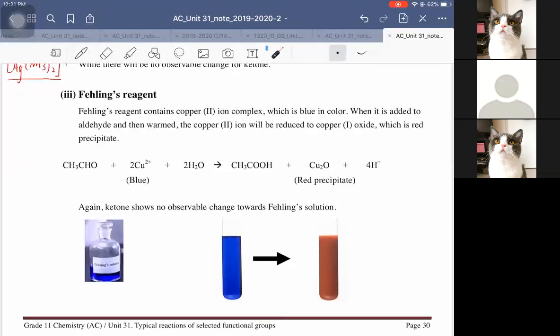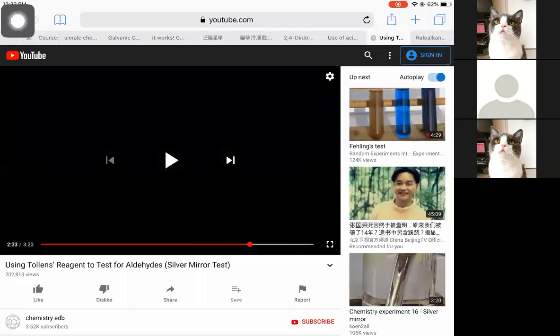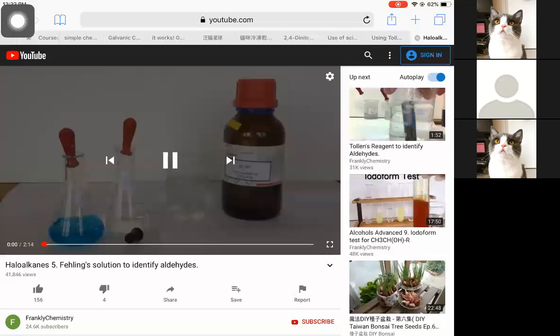And for this part, the Fehling's reagent usually contains two parts. The first one, Fehling's A or Fehling's 1 reagent, will contain the copper-2 ion, so usually copper sulfate solution. And Fehling's B will be containing potassium sodium tartrate. Okay, and also you need to add sodium hydroxide. Again, it will make more sense if I play the video to you.